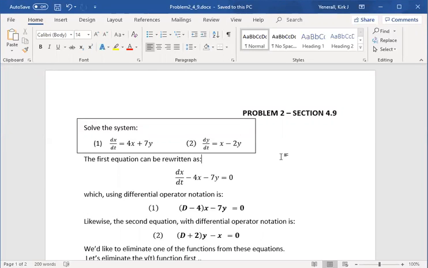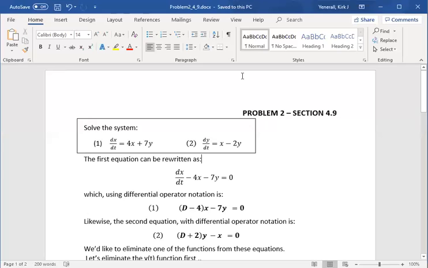Now, as we go to solve this, it's useful to rewrite both of these differential equations using the differential operators that we introduced in the first video. So the first equation, dx/dt equals 4x plus 7y, is of course the same thing as dx/dt minus 4x minus 7y equal to 0.